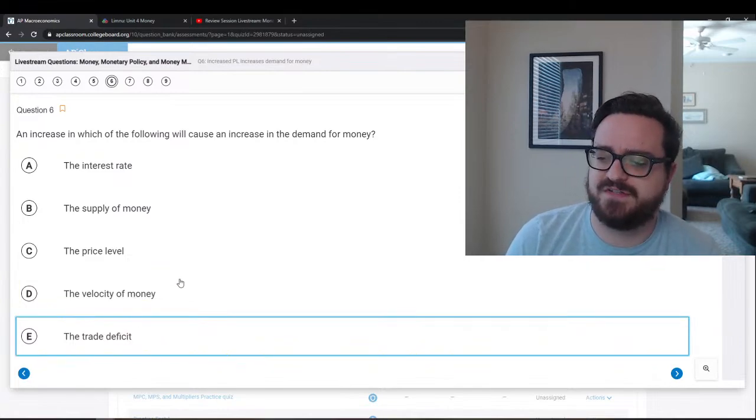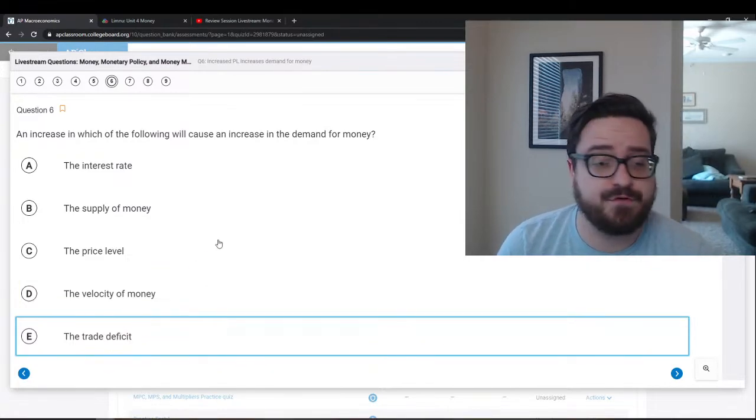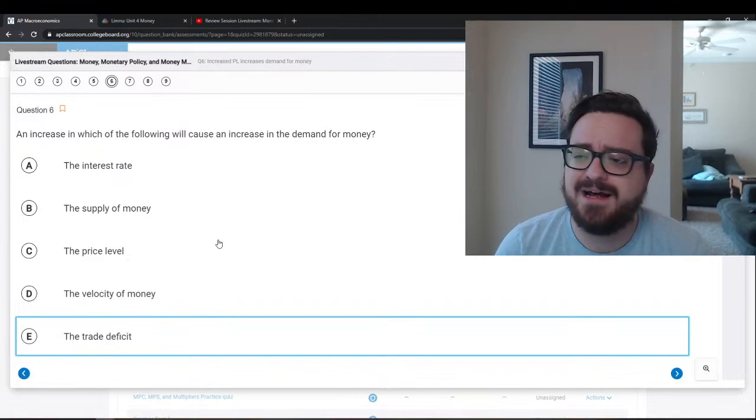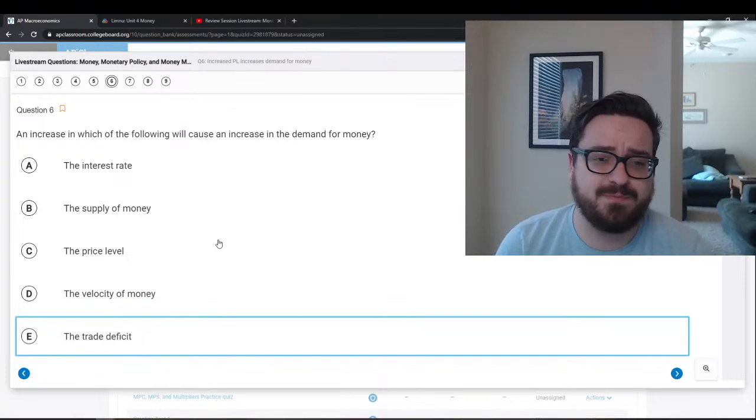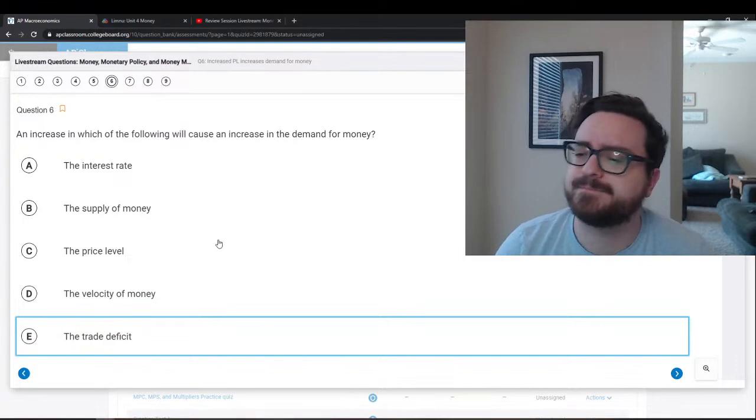And then the trade deficit, which also, again, second semester kids, you wouldn't have heard this yet. This is a Unit 6 thing. This just means we're importing more than we're exporting. That does not mean we demand more money.